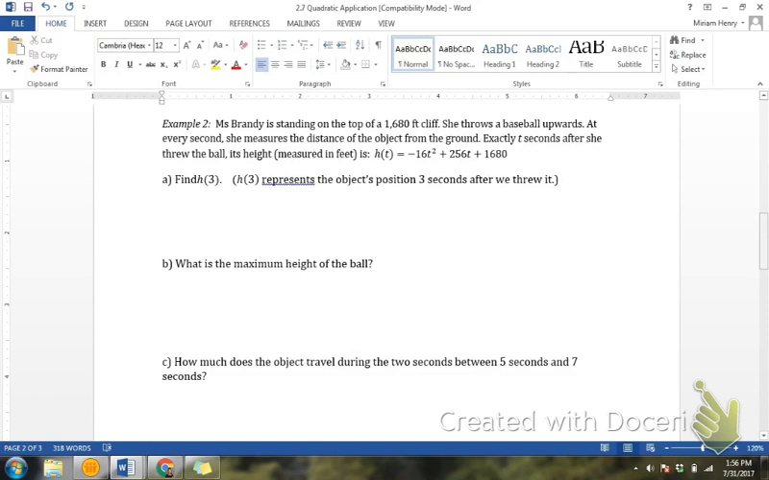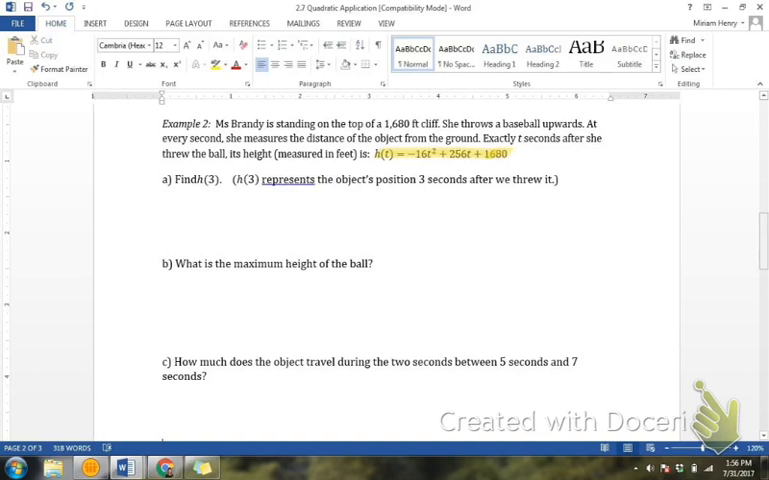At every second, she measures the distance of the object from the ground. Exactly t seconds after she threw the ball, the height is measured in this. So again, just like in the previous one, what's the only thing we need to know from this story problem? The equation. All this other stuff is just a setup, more information than I need. The questions and information are going to be given in the actual questions. So from the story problem, the only thing you need is the formula.